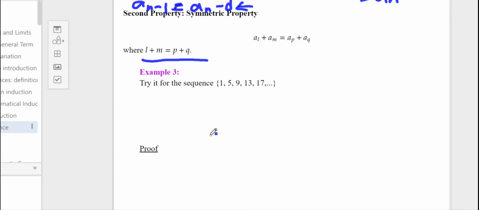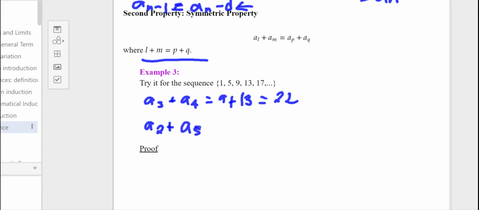So why is it called a symmetric property? I'm just going to give you this example. If I take A3 plus A4, that's going to be 9 plus 13, which is 22. Then I could take A2 plus A5. Notice I didn't pick A2 plus A5 randomly. I took them because I know that 3 and 4 add up to 7 and that 2 and 5 also add up to 7. If I do that, I get 5 plus 17, which is, guess what, 22.